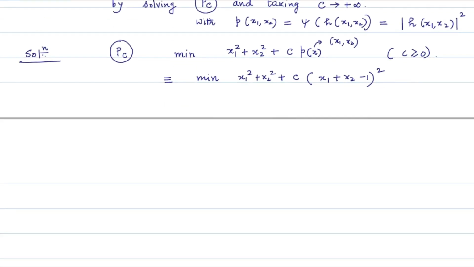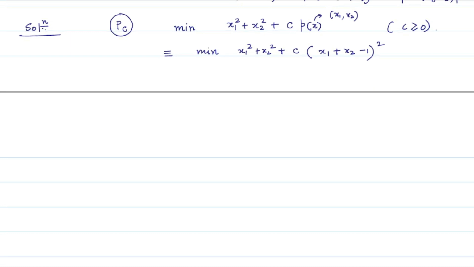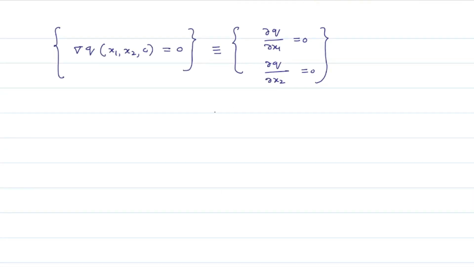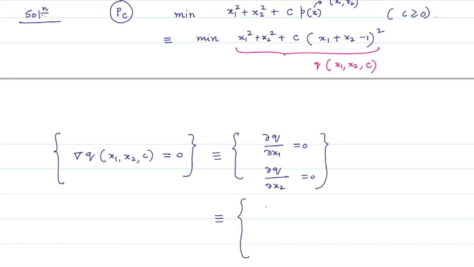Now, to find a solution of this problem PC, which is an unconstrained optimization problem, we find a stationary point of this objective function. Suppose we denote this expression by q(x, c). Then a stationary point is given by gradient of q(x) equal to 0, which gives del q by del x1 equal to 0 together with del q by del x2 equal to 0.